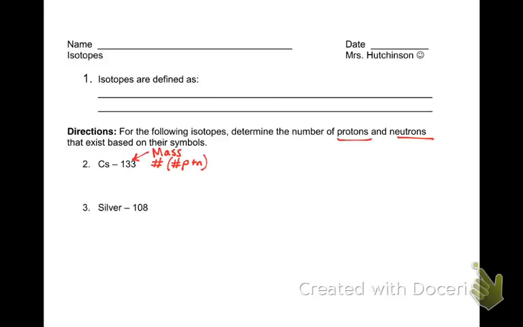Cesium, if you look it up on your reference table, so cesium's atomic number that I just looked up is 55. So, that atomic number tells us our number of protons. So, we can use those numbers to help us determine our number of protons in a cesium-133 atom, and our number of neutrons in a cesium-133 atom. So, our number of protons is always going to be equal to our atomic number for every single atom.